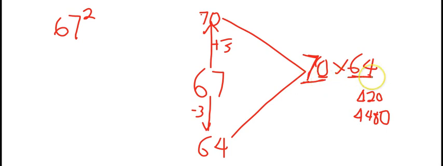Then I'll quickly square the difference here, the 3. And that will give me 9. And add 9 to this number. So I'll get 4,489 as my answer for squaring 67.